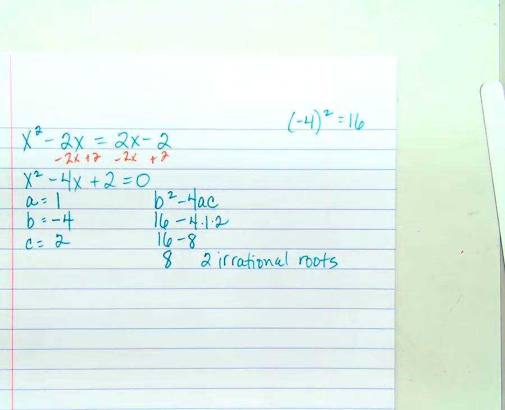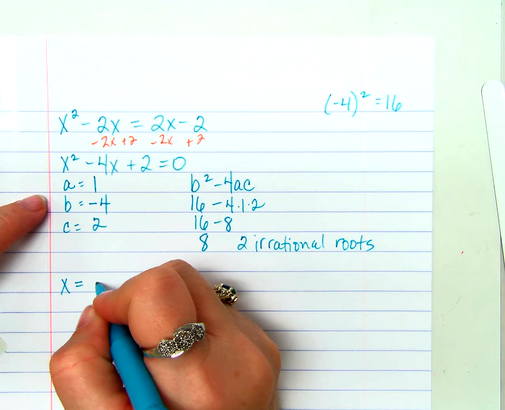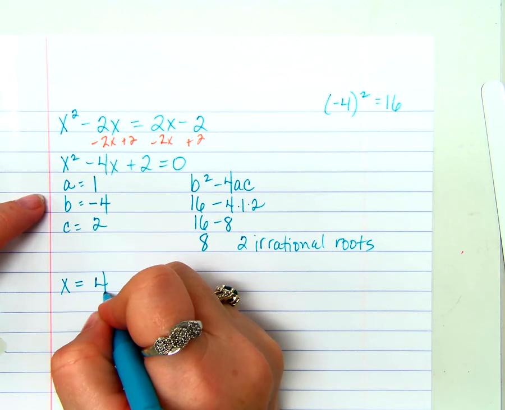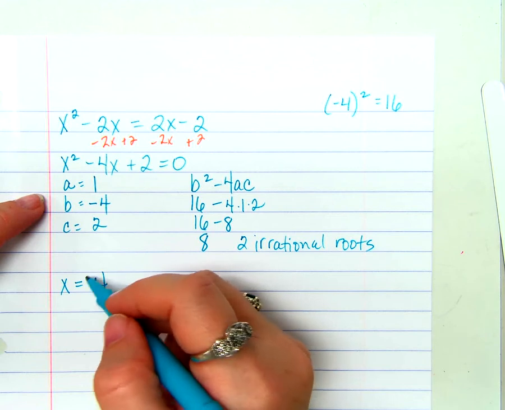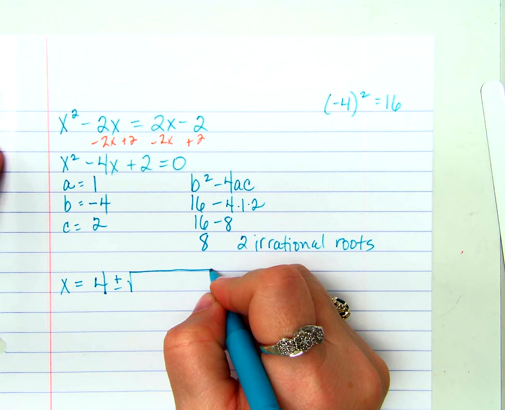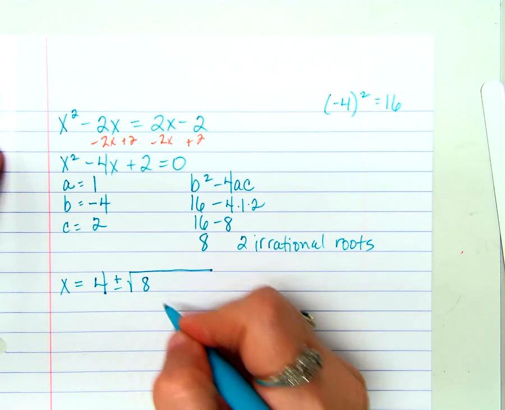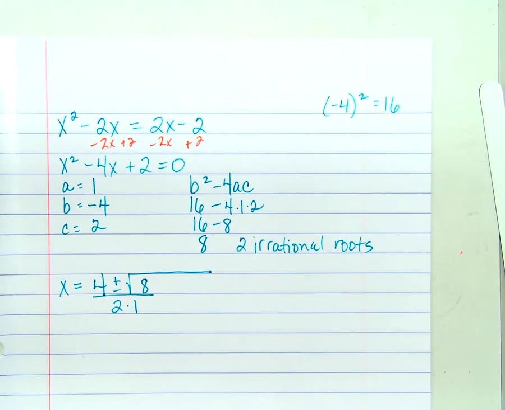So I need to mentally prepare myself for 2 irrational roots. Probably not, but you never know. Okay? So you ready to now solve the equation? X equals negative b. Because it was already negative, and when I put it into the formula, it changes the sign. Plus or minus the square root of b squared minus 4ac all over 2a.